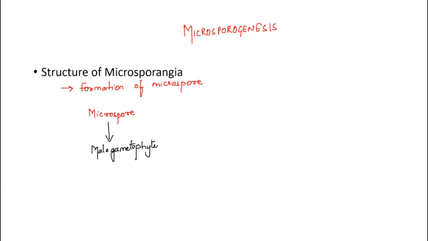The process of formation of microspore is known as microsporogenesis. The microspore will give rise to the male gametophyte. The anther bears stamens. The anther or the stamen, what do they have? They have microsporangia. These microsporangia are also known as pollen sacs.